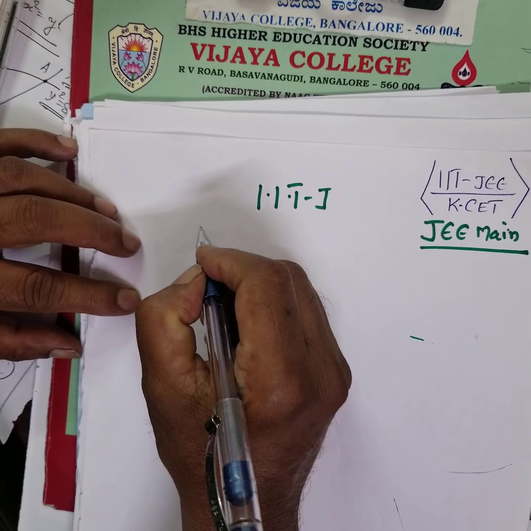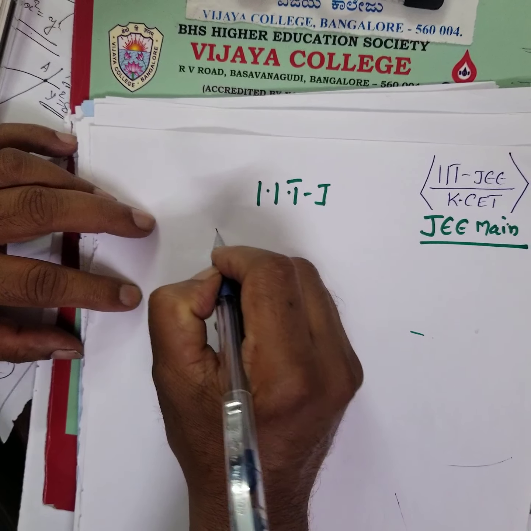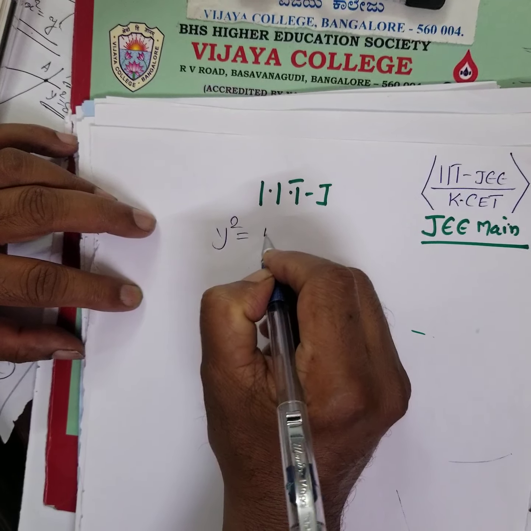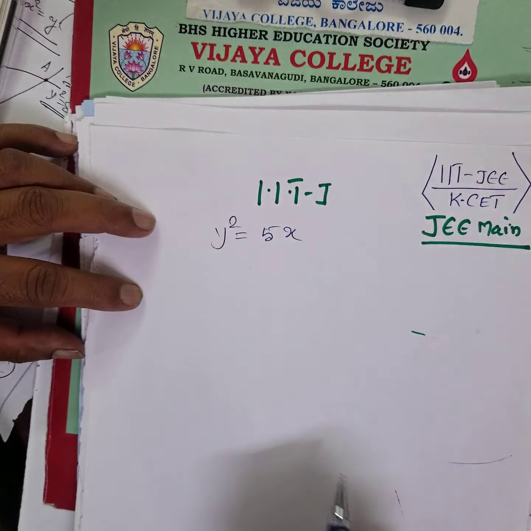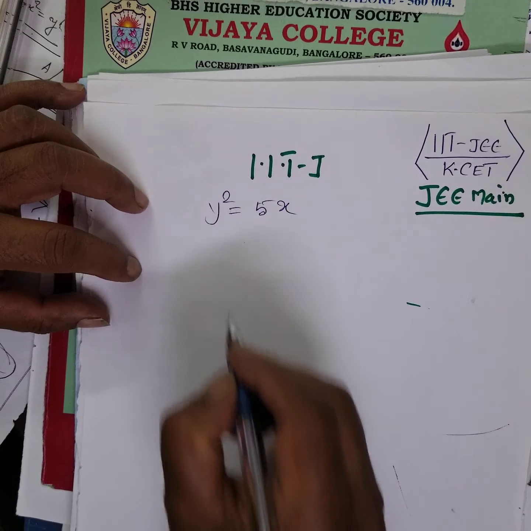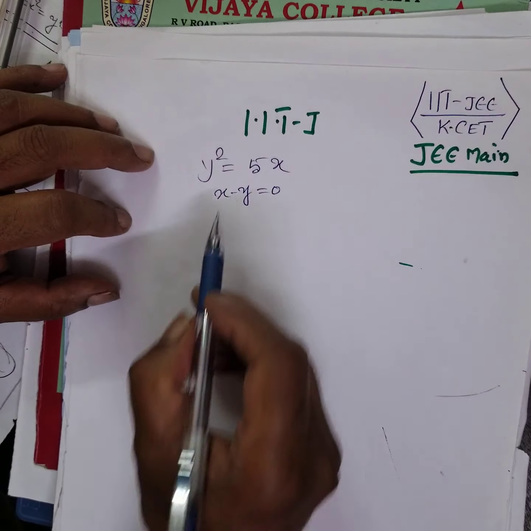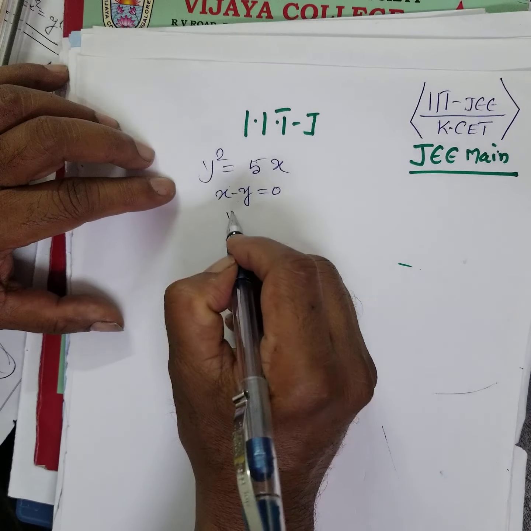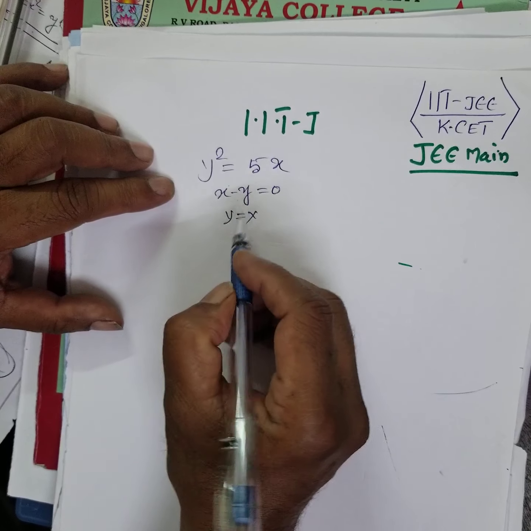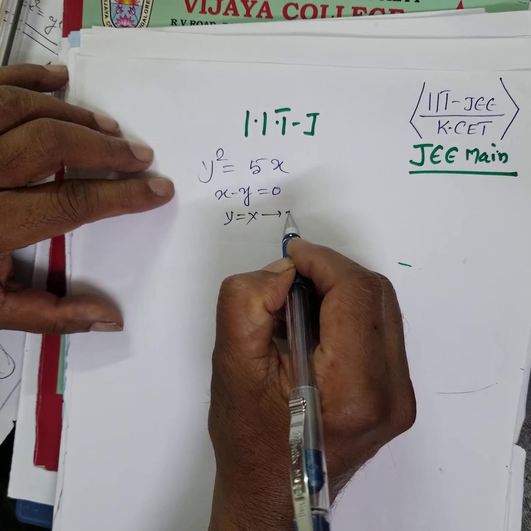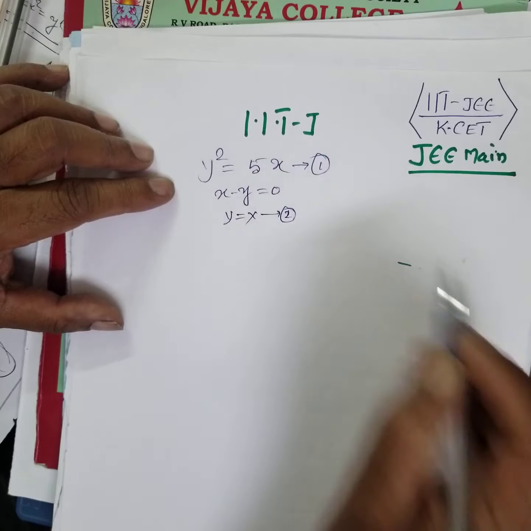Find the area bounded by a parabola. See, that is y square is equal to 5x. It's a parabola. And a line x minus y equal to 0. When we call this a linear equation, it's a line. That means y equal to x. Is it not? This is the line. This is the second equation. This is the first equation.